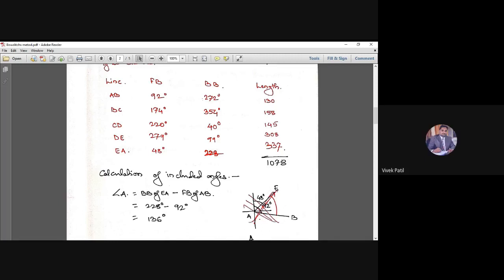Very good. Now back bearing of BC, in which quadrant is it? Fourth quadrant, sir. And fore bearing of CD? Third quadrant, sir. Very good. So try to draw the diagram of that and calculate the value.